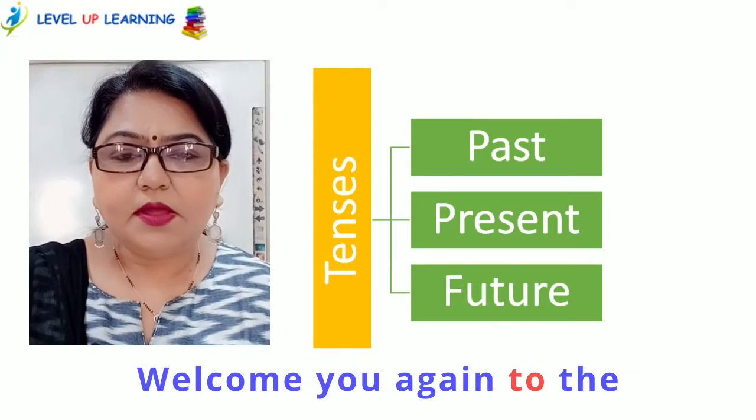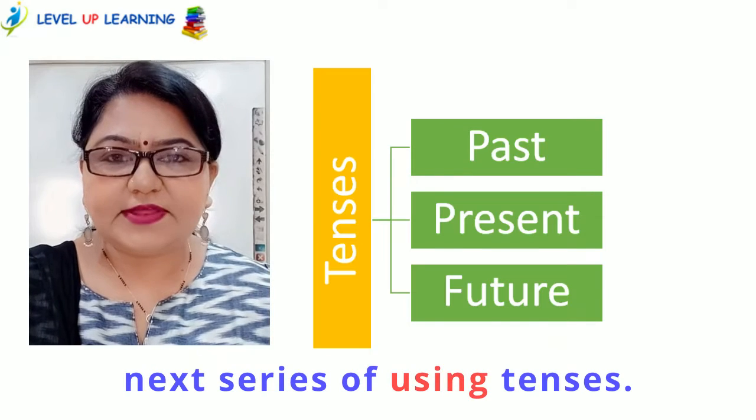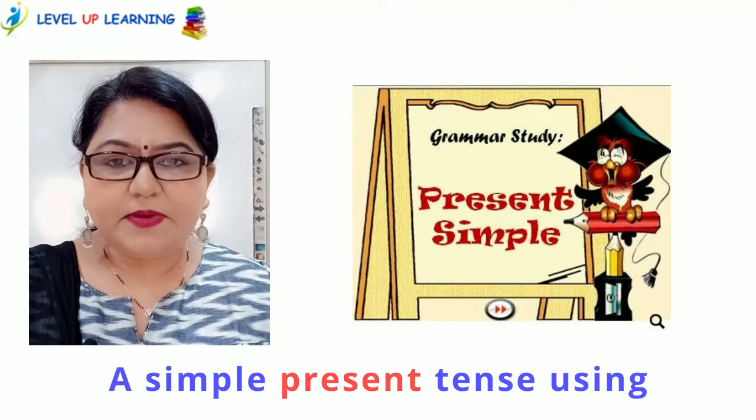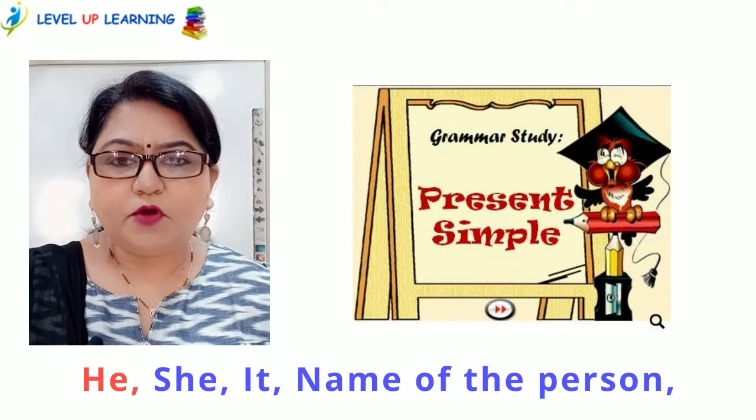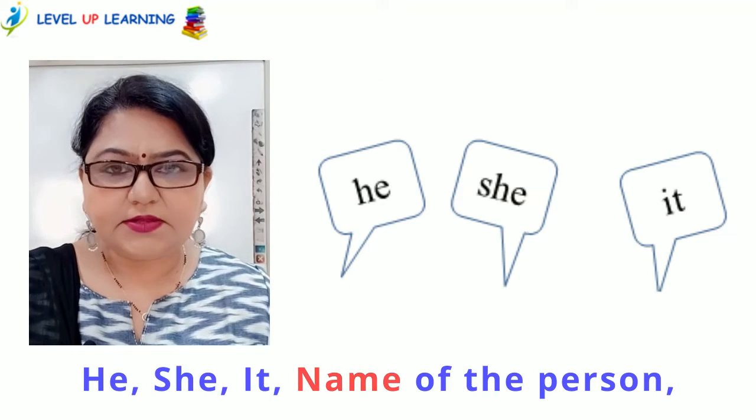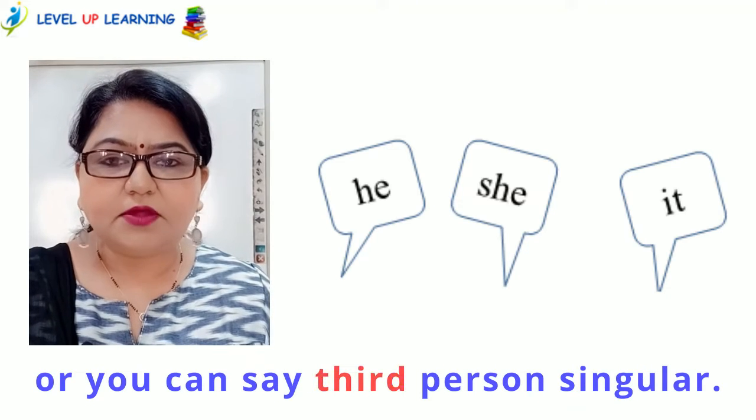Welcome you again to the next series of using tenses. A simple present tense using main verb with format 2. Format 2: he, she, it, name of the person, or you can say third person singular.